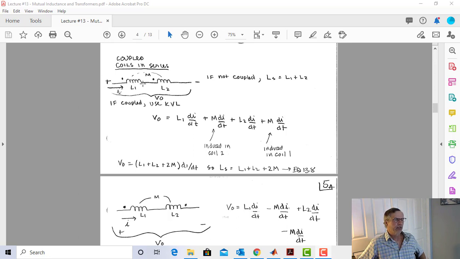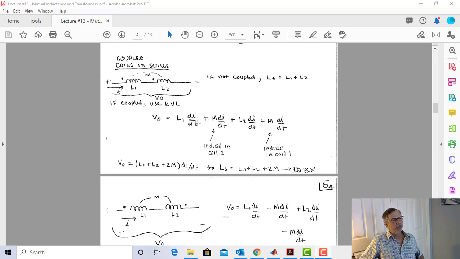So we have a current going through this coil, and it generates a voltage across this coil, but it also generates a voltage across this coil, and since this current entered this dot, it's going to make this dot more positive, so the value of that induced voltage in coil 2 is going to be M di dt. Now the current goes into this coil, and of course it generates a voltage L2 di dt, but then it induces a voltage in this coil, and we notice the current went in the dot, so it's going to make the dot of this one more positive when it induces the voltage, and here it is. The voltage caused by current going through L2 induces in coil 1 M di dt.